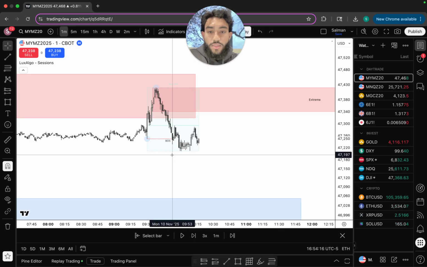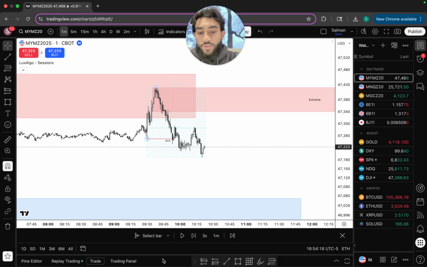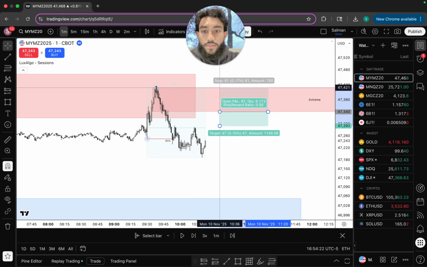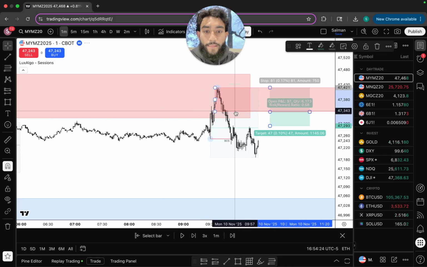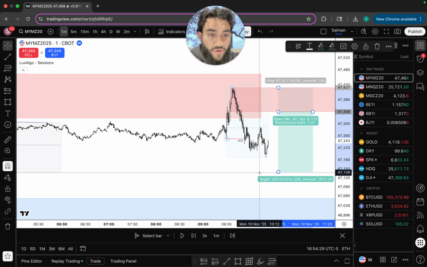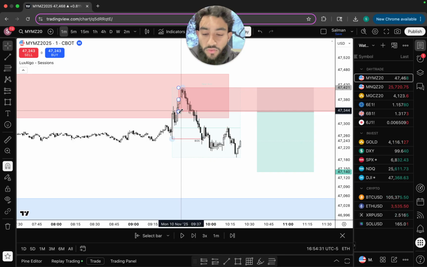Nope. Consolidating. Nope. So this whole time I had sell limits right here. I had sell limits right here. And I was looking to target this. I probably refined it a little more. I probably refined it to, let's see.